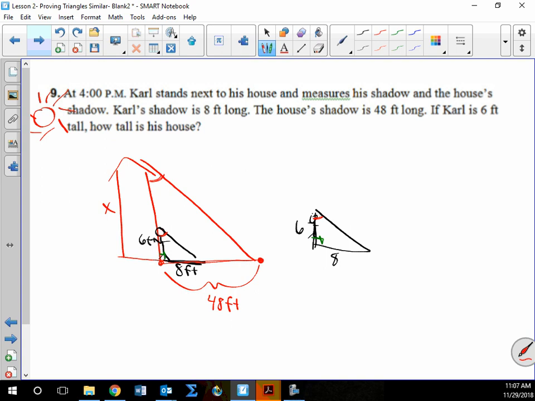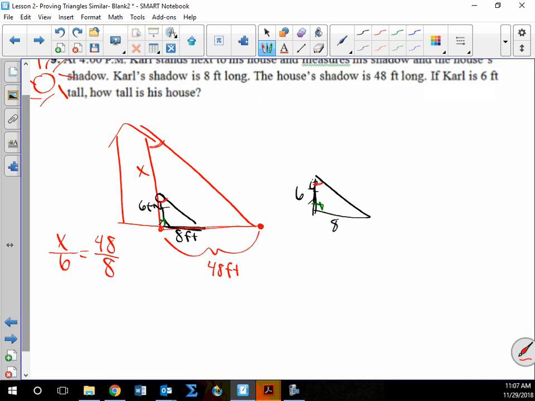Now, we're trying to figure out how tall the house is. We're going to call it x, and then put my x in here. Again, it doesn't matter which order you go in, just as long as you're consistent. So I'm going to go x to 6 is equal to 48 to 8. Do you guys agree with that? Cool. So again, you could go in a different order as long as you're consistent.